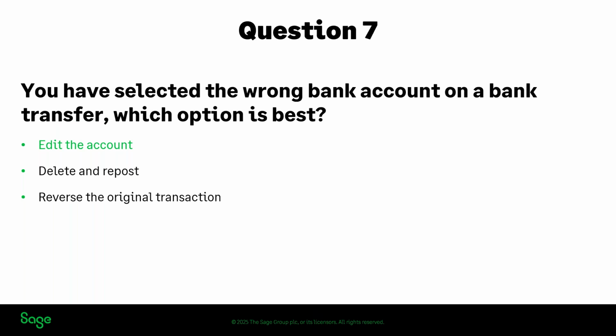Question 7, you selected the wrong bank account on a bank transfer. Which option is best? It's the first option, edit the account. So when you post a bank transfer, it will post as a journal. What you'll be able to do is edit the journal or the bank transfer. It will bring that back up within the transfer window, and you'll be able to make whatever changes you need.